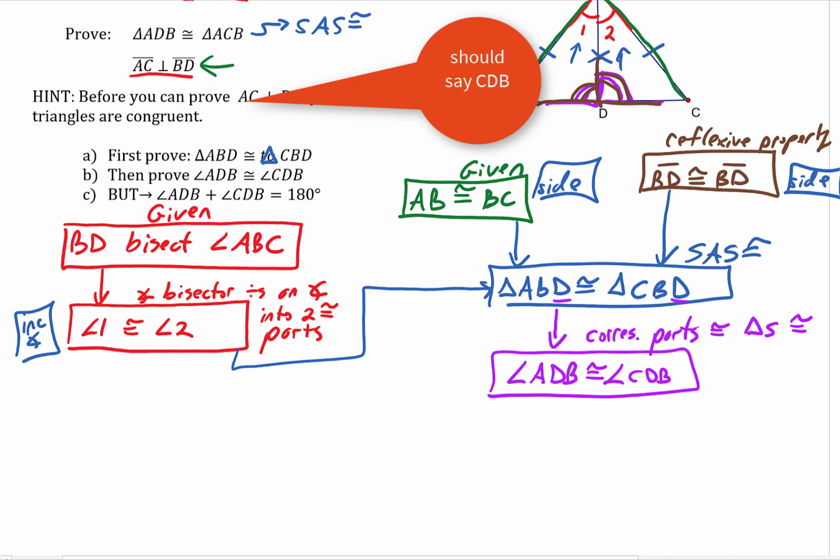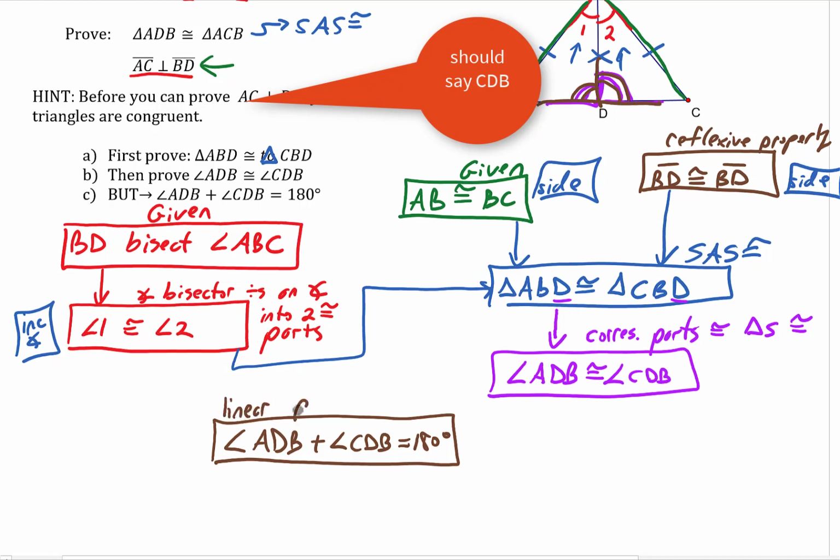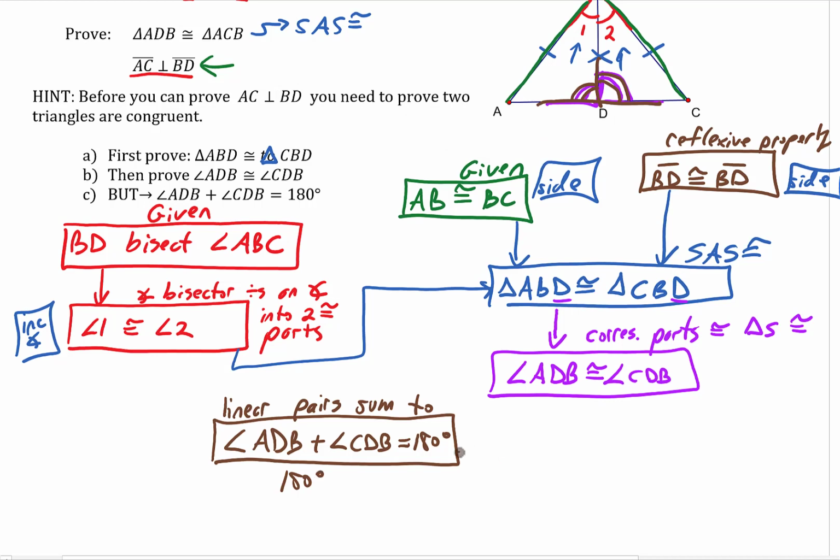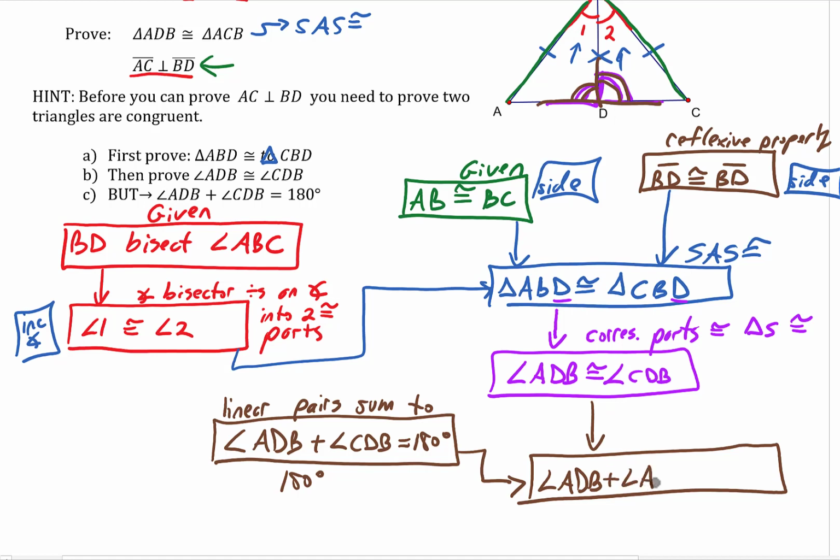Don't they form a line? Well, yes they do. They're actually linear pairs. So that means angle ADB plus angle CDB equals 180 degrees. Okay, and the reason is linear pairs sum to 180 degrees. Okay, now interestingly, we could take this piece of information and this piece of information, do some substituting. We get angle ADB plus angle ADB is equal to 180 degrees. Why? Because of the substitution property.